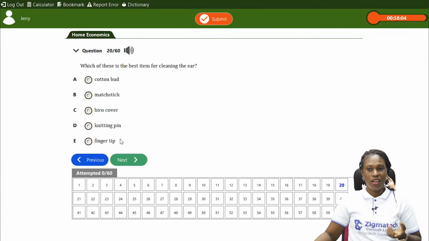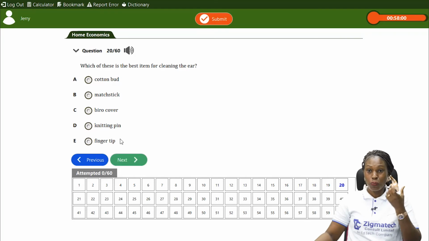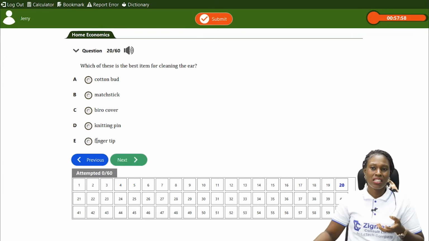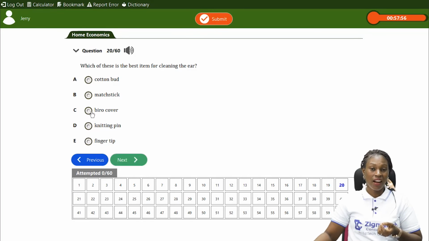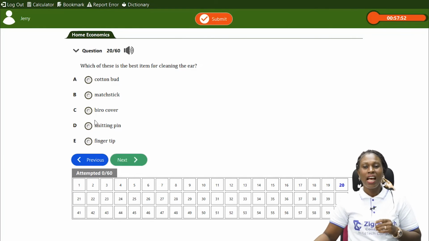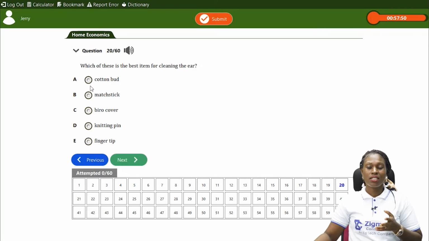when cleaning the ear? Should you use matchstick? Should you use biro cover? Should you use knitting pin? Should you use fingertip? Now, most of these items that are listed here are quite dangerous to be put into the ears, so you don't put them. Now, the best option or answer for this question is the cotton bud.